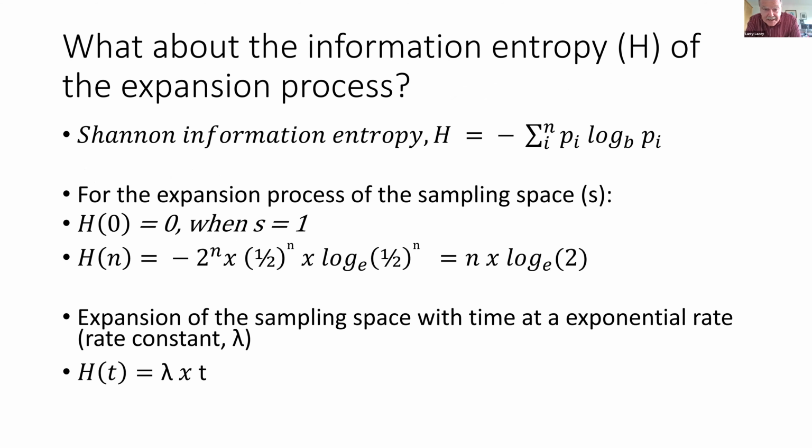So what about the information entropy? I'm using the Shannon measure of information entropy, the equation given. It's just simply substituting in the equation above. And you can see that for this process, the information entropy with n, where n is the number of doublings of the sampling space, is n times log 2. But for a time-dependent exponential increase in the sample space, the information entropy with time is lambda times t.